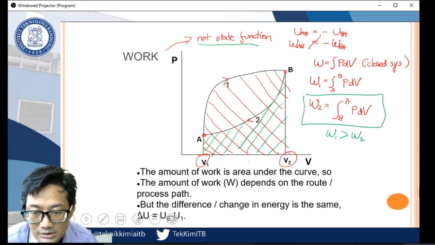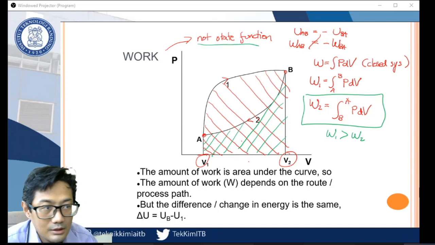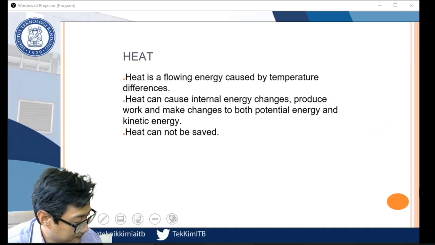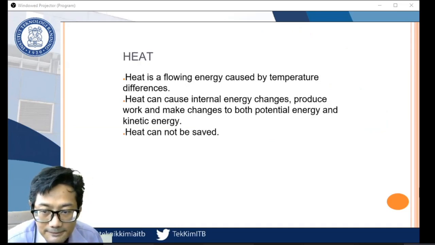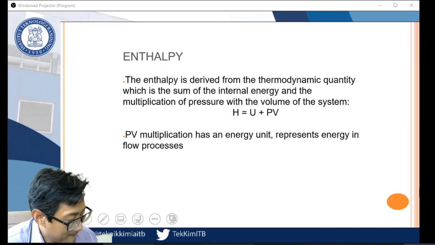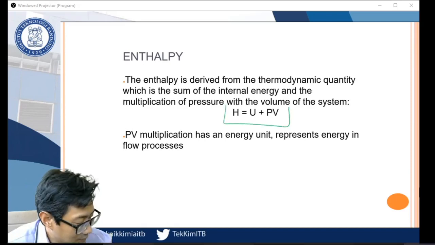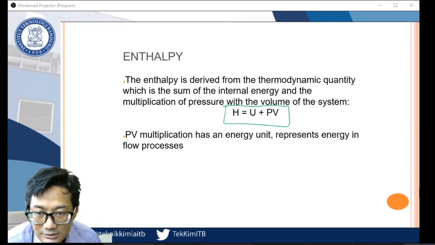Please raise your hand if you are still confused. If not, I will go to the next condition. Second one is heat. You know about this condition, heat is always flowing, heat cannot be stored. I will skip the heat. The third one is enthalpy. This is one of the reasons why later on enthalpy is the one that is normally used in the process industry compared with internal energy.